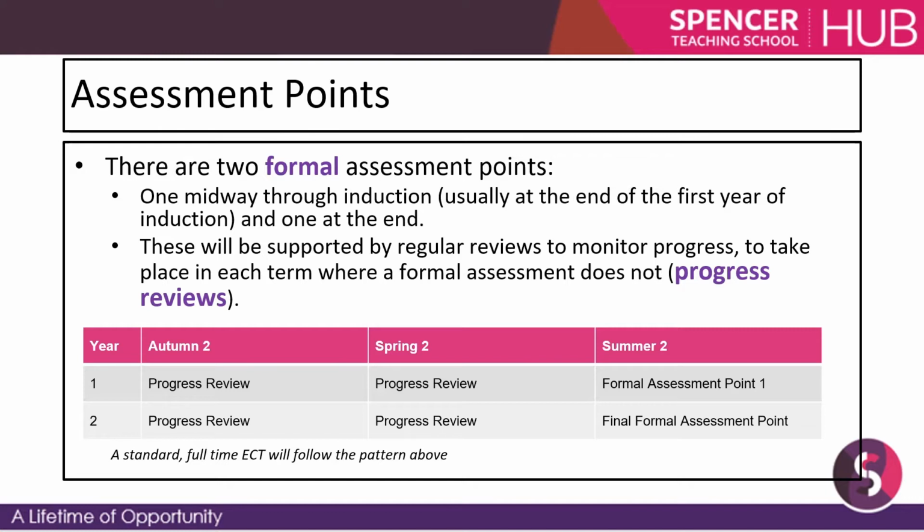There are 2 formal assessment points within the 2-year programme, and that's at the end of year 1 and at the end of year 2. Now if the ECT starts in September, that will be summer 1 and summer 2, but obviously it depends where they start. But the box below shows you what that might look like for an ECT who begins in September. Whenever there isn't a formal assessment point, so in the example below that's autumn 2 and spring 2 for both year 1 and year 2, then the induction tutor will be asked to complete a progress review, which is a shorter review on how well the ECT is doing up to that point.